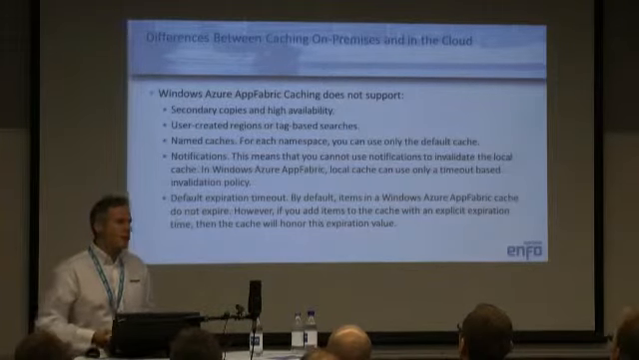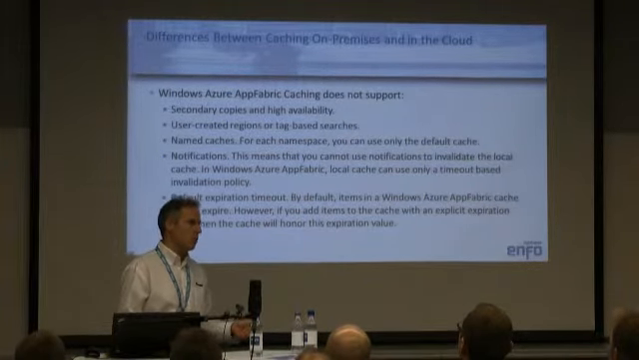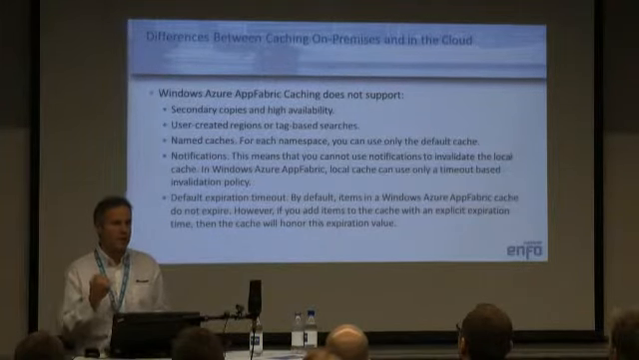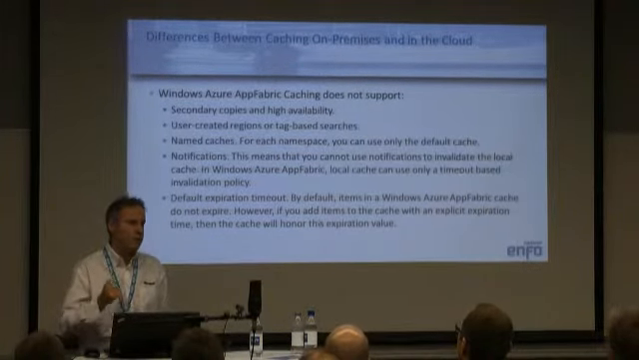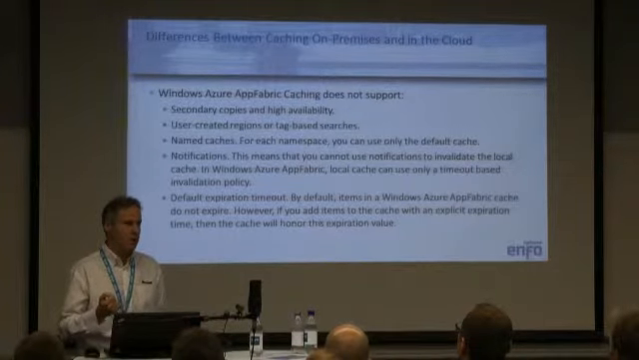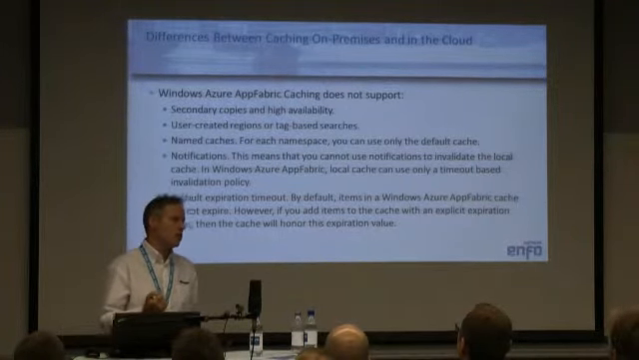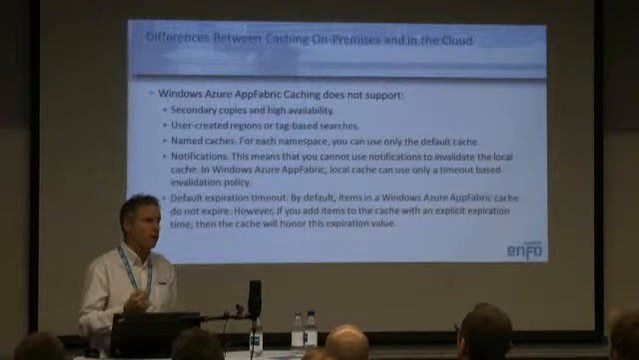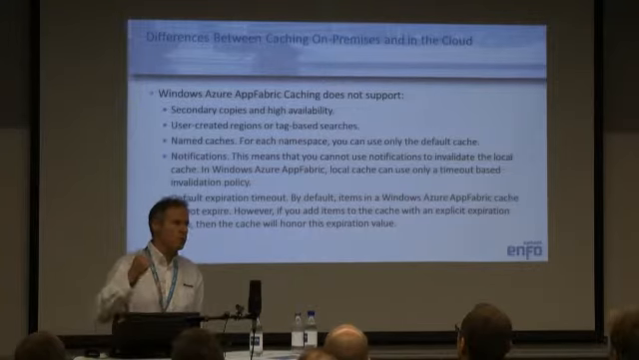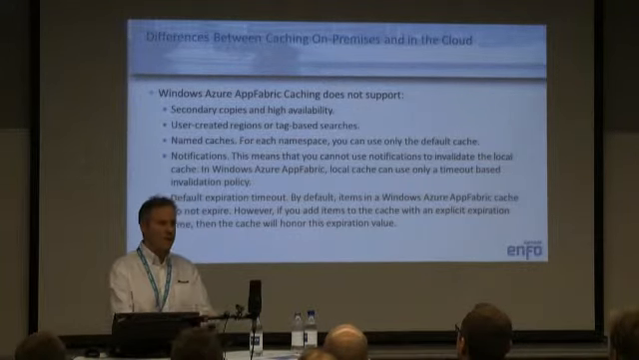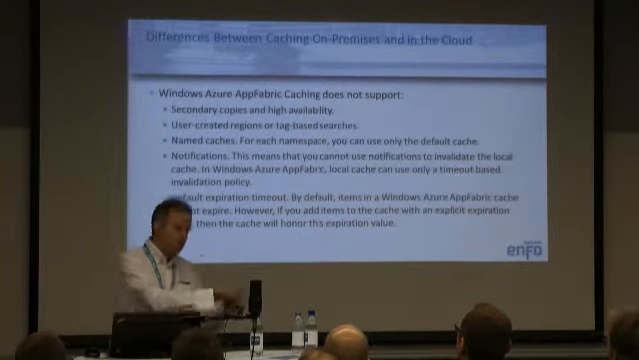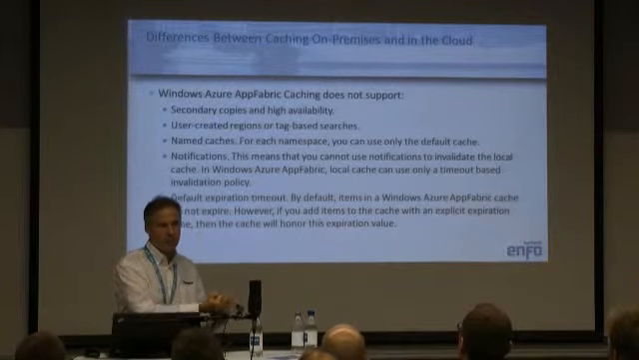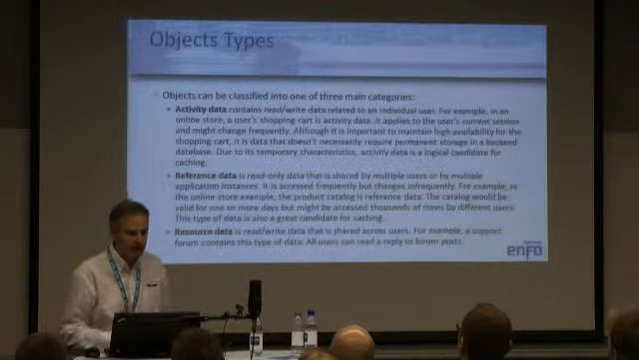Finally, on Azure there is no default expiration policy. Okay, when you create a cache on premises, you can specify a default expiration period. This is not possible when you create a cache on Azure. By default, the items will remain forever in your cache in Azure, but when you are using the API to put items in the cache, you can still specify a timeout. Okay, so you can do this using the API.